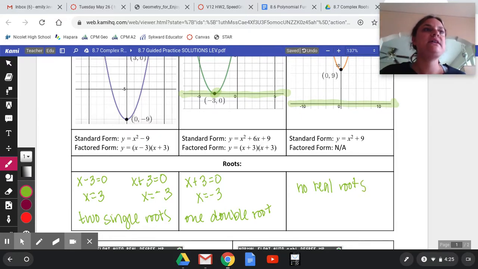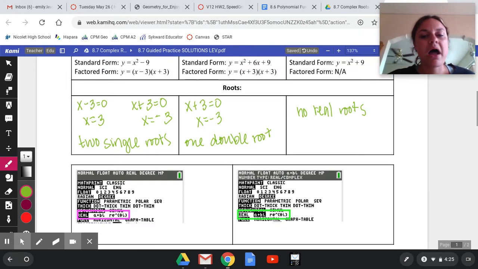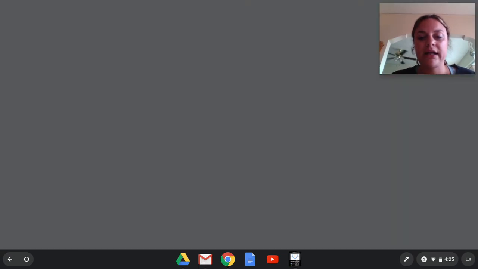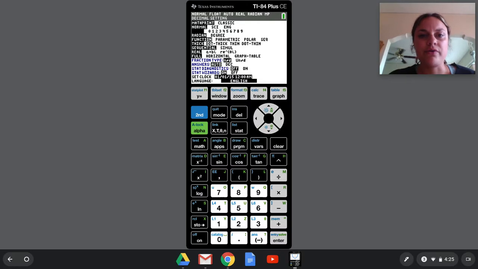So you can see on your graph, this is what it looks like. There are still two roots, they're just imaginary. To help solve this, you're going to want to put your calculator in a different mode. If I pull this up right here, you want to go to mode, and then go down to where you've got these options, where it says real. That's where it's blinking right now.